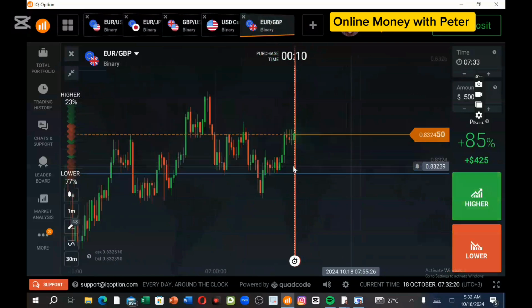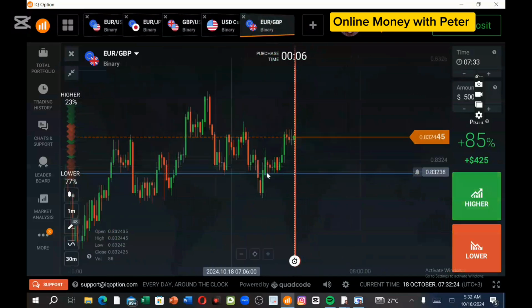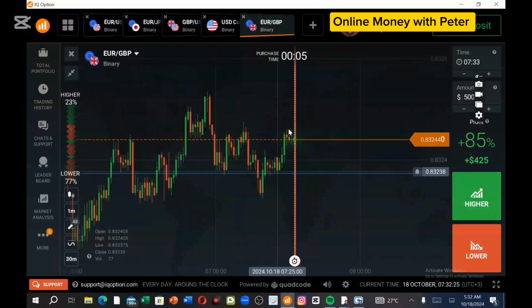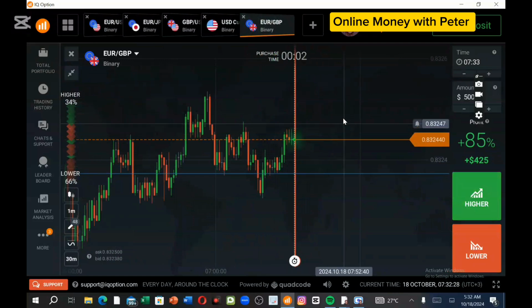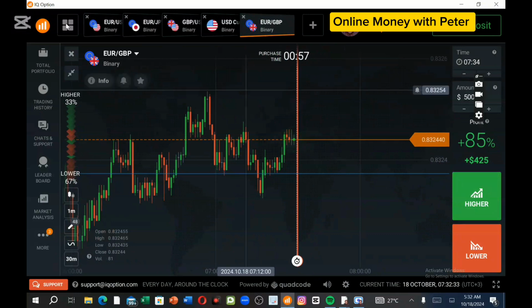Okay, see this one, it broke out. This is inverted head and shoulder. You can see that it has reversed at this point. So knowing how to trade inverted head and shoulder is very, very key. It can give you a consistent profit.